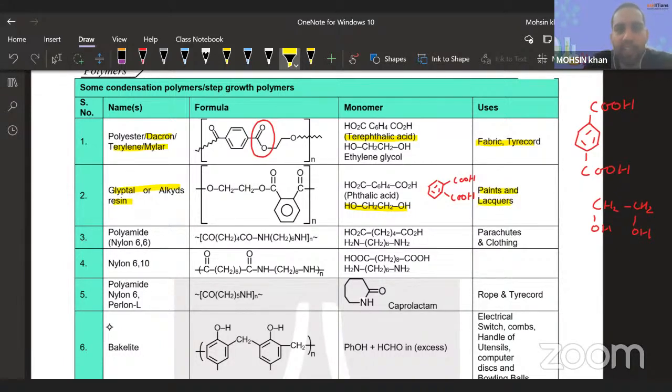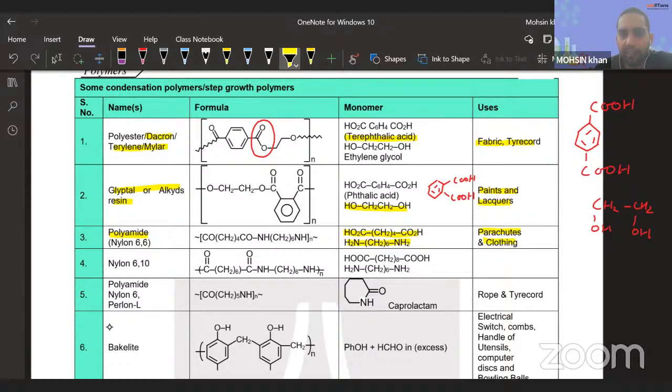Next, we have polyamide. Polyamide nylon 6,6 is this one we have discussed already. We have to take adipic acid, COOH, CH2 chain, COOH, and hexamethylene diamine. So we will get a polyamide. Nylon 6,6 is a type of polyamide. It is used in parachutes and clothing. Fabrics are made by the polyamides.